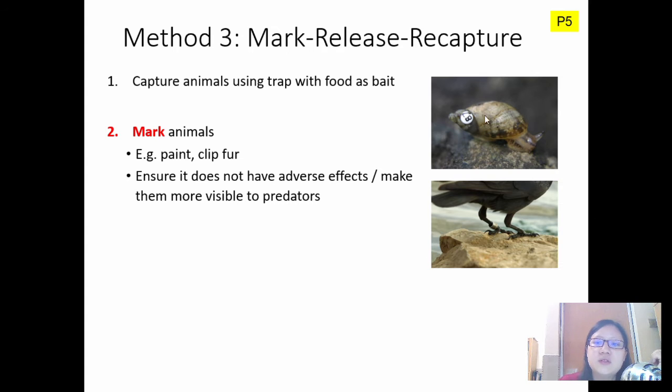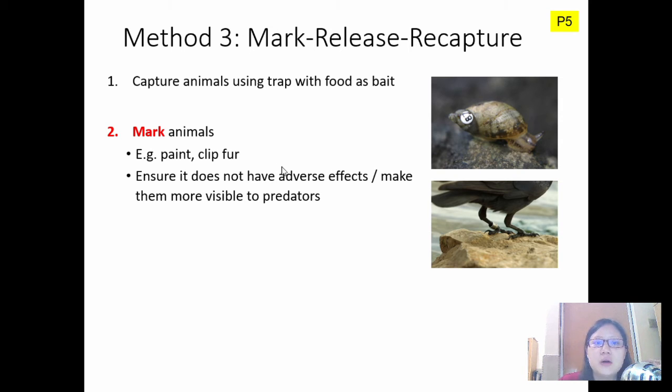those animals. So in terms of snails, you can paint them, clip fur. Actually, snails is quite versatile. You can use quadrat to count them, or you can use mark, release, recapture. In this case, mark, release, recapture. Okay, you can see that this tip here is painted and there's a number labeled there.